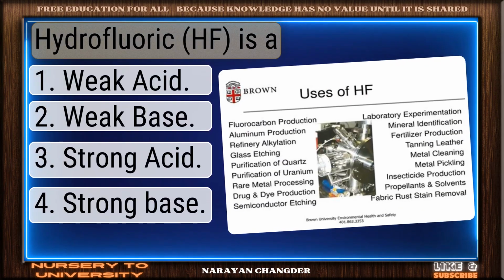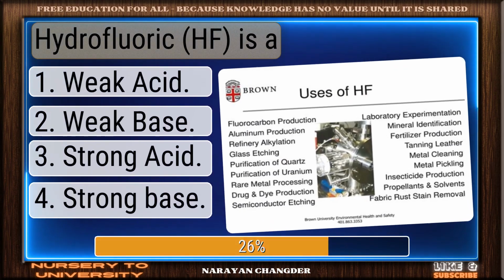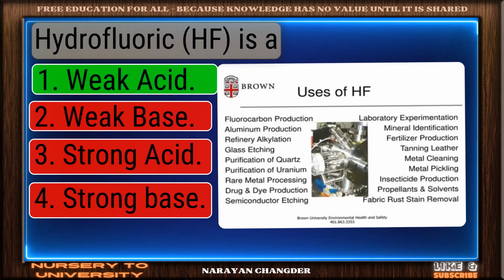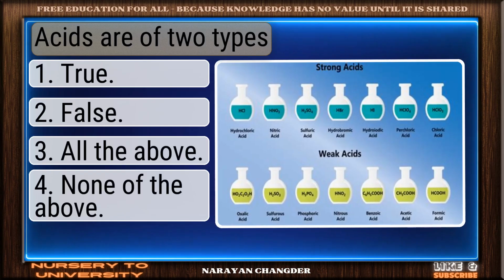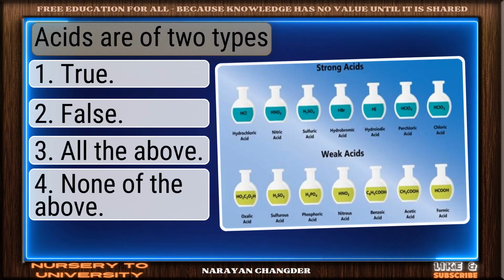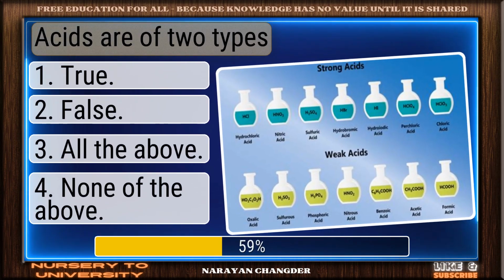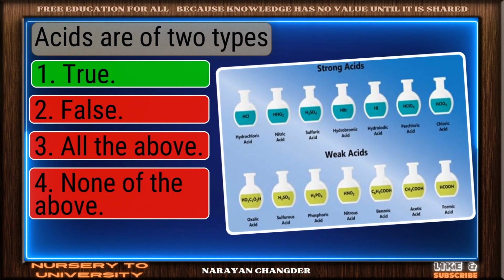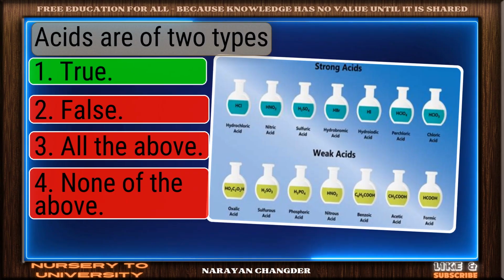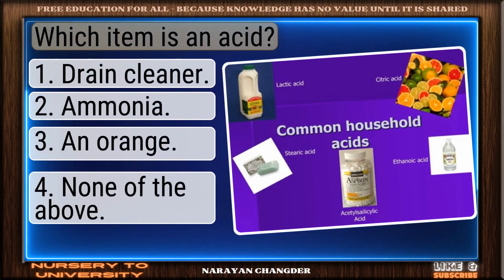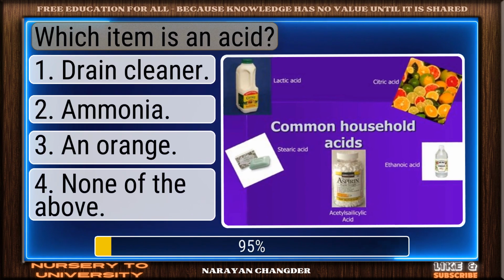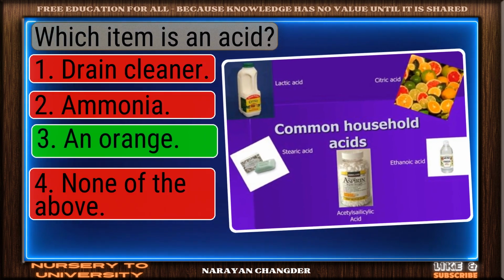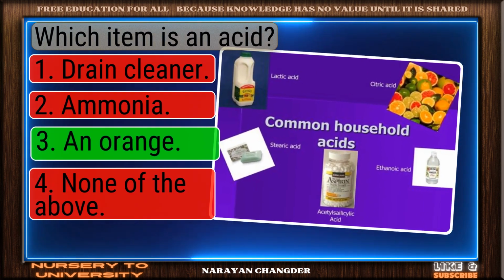Question number 236. Hydrofluoric is a... Nice work. You chose weak acid and it is correct. Question number 237. Acids are of two types. You chose true and it is correct. Question number 238. Which item is an acid? Nice selection. An orange is the correct and valid answer.